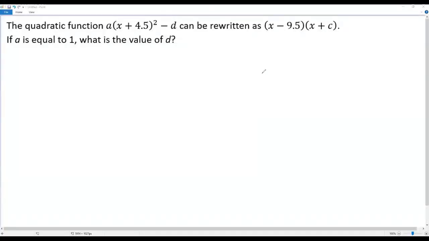Here we have a SAT math question. Okay, let's go with the information. The quadratic function a times (x + 5) the whole square minus d can be written as (x - 9.5) times (x + c). If a is equal to 1, what is the value of d?